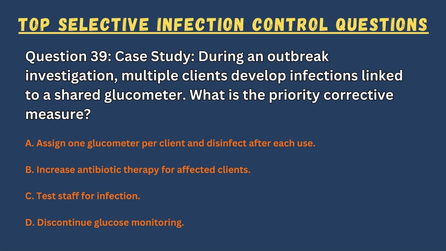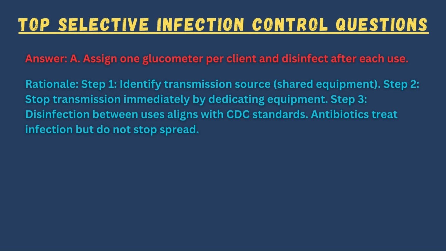Question 39. Case study. During an outbreak investigation, multiple clients develop infections linked to a shared glucometer. What is the priority corrective measure? A. Assign one glucometer per client and disinfect after each use. B. Increase antibiotic therapy for affected clients. C. Test staff for infection. D. Discontinue glucose monitoring. Answer A. Assign one glucometer per client and disinfect after each use.